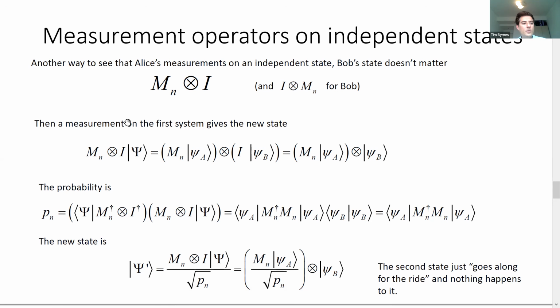So perhaps I was going through this a little bit too fast in the way I wrote these slides, but the main point is just this is how you construct the measurement operator if Bob does nothing.